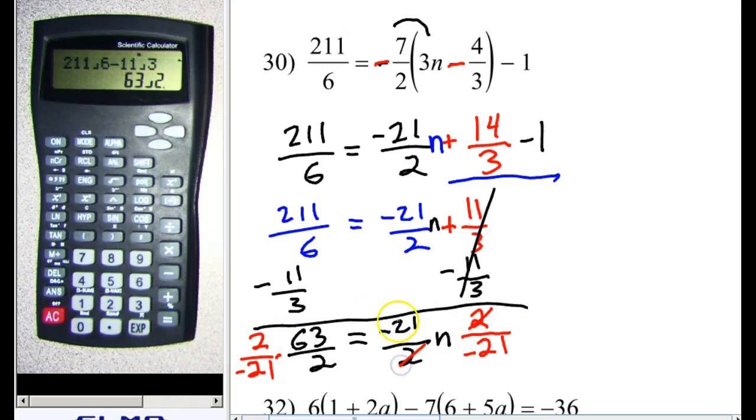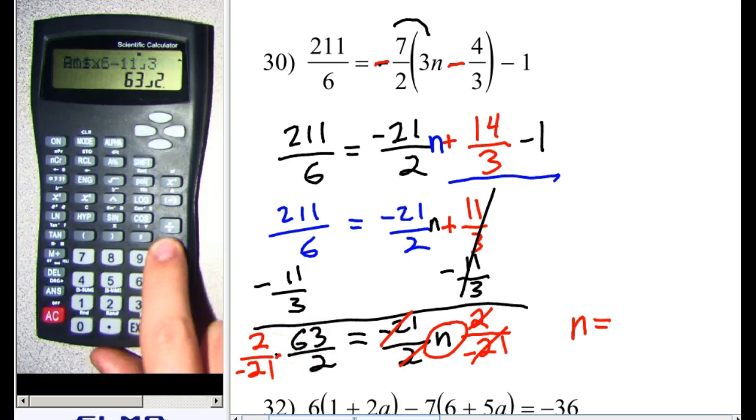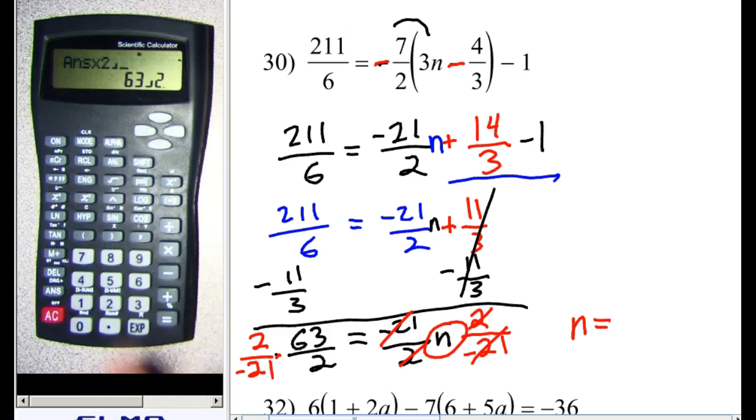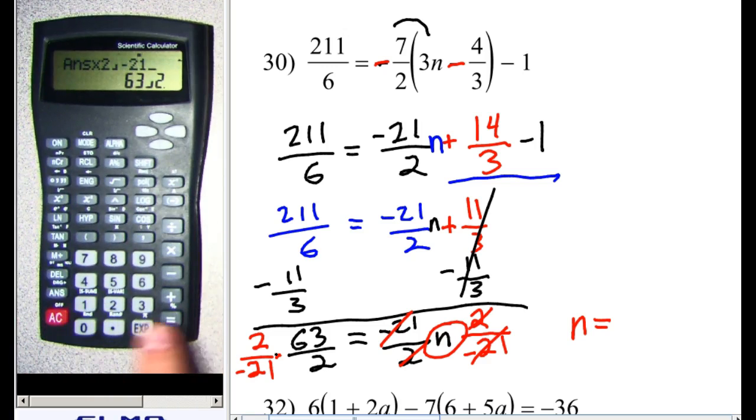So that cancels, that cancels that. We're left with just n. And then calculator, 63 over 2, which is already on the screen, and just got to multiply it by 2 over negative 21. So I'm going to go times 2 over negative 21. We just get negative 3. Everything reduces really nicely on this one.